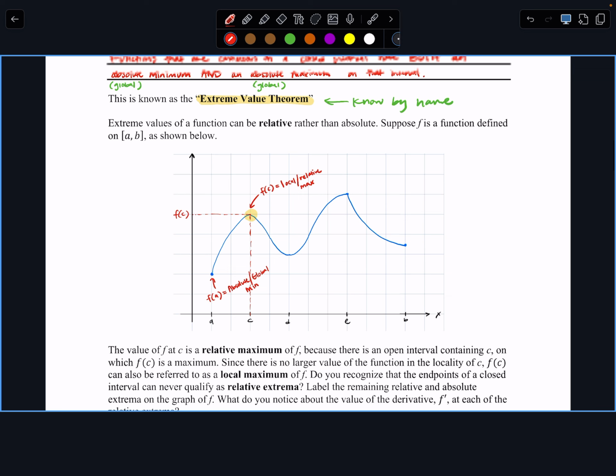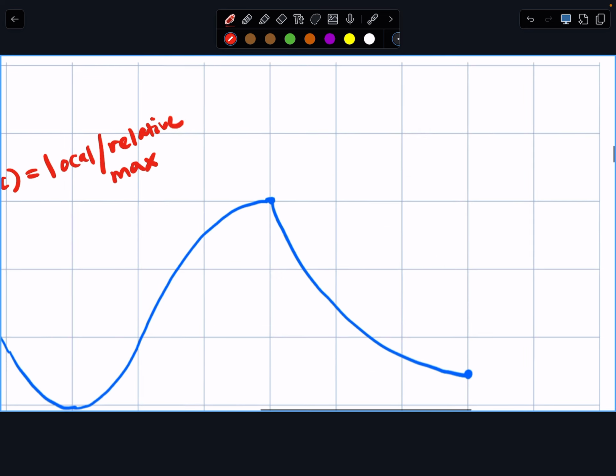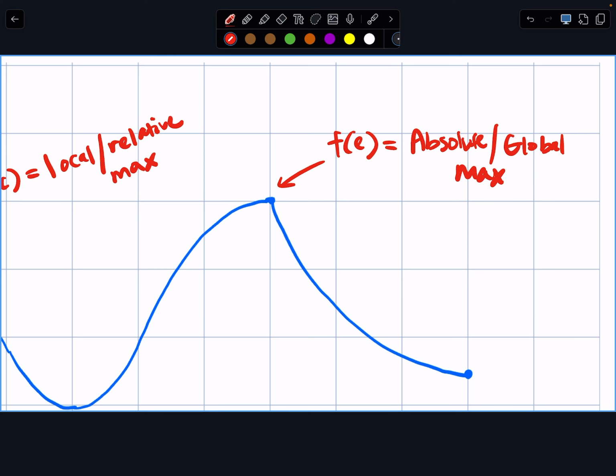What about the absolute maximum of f of x on this interval? F of e. Okay, so f of e is an absolute, or global, max.